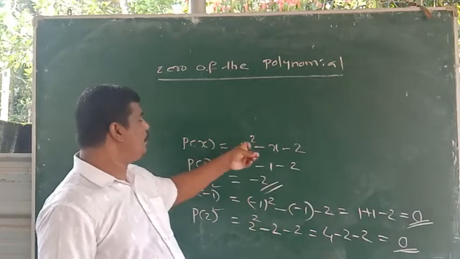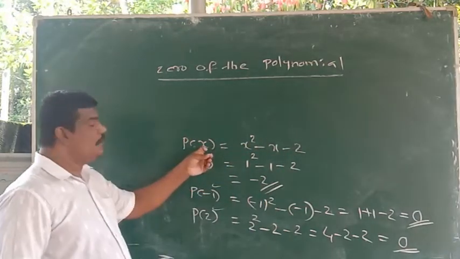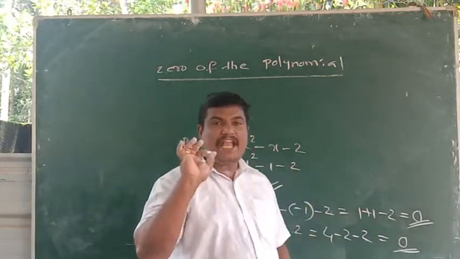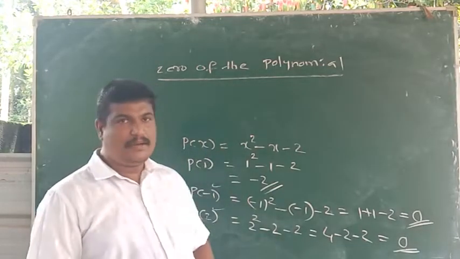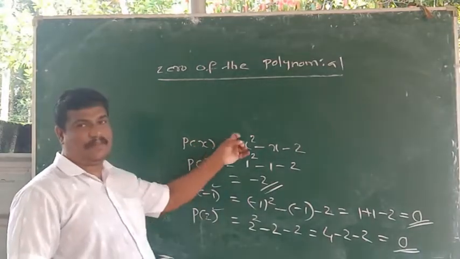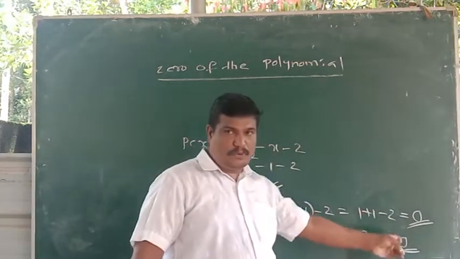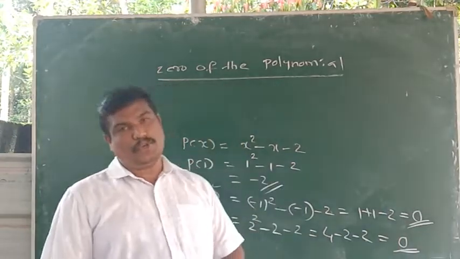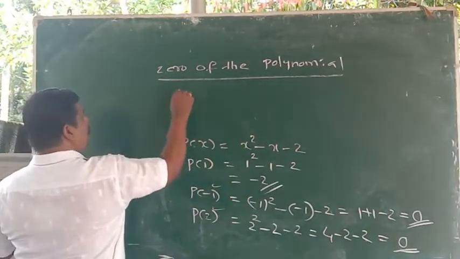P of x is equal to x square minus x minus 2 means put any value in the variable. If the polynomial becomes 0, then that value is called the zero of that polynomial. Okay, clear? Put any value of x in the variable of the polynomial. If the value of the polynomial becomes 0, then that value is called the zero of the polynomial. Okay, that is a real number.